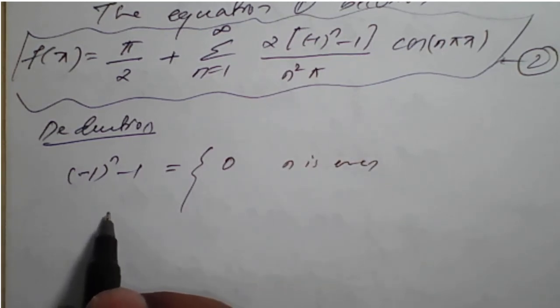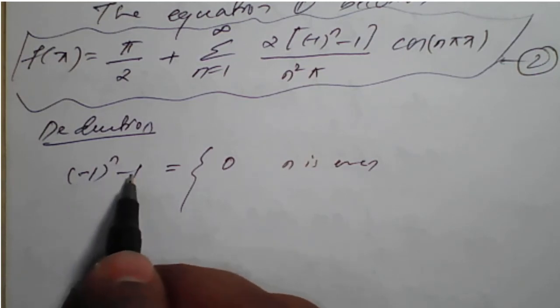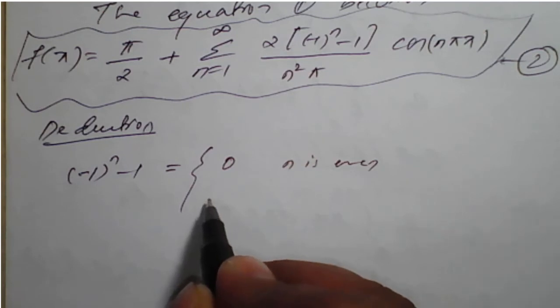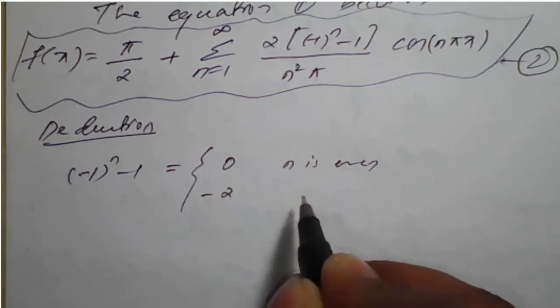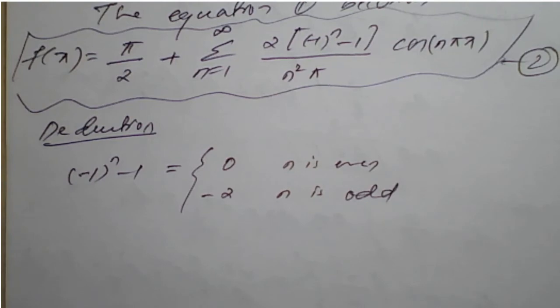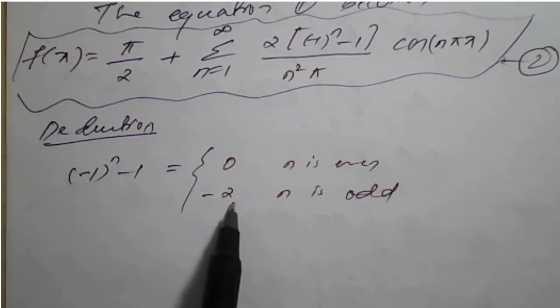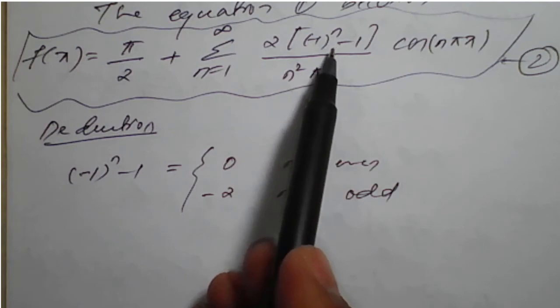And if n is odd, so n is odd means 1, so -1 - 1. If 3 is there, -1 - 1, you will get -2 if n is odd. So (-1)^(n-1), if n is even we'll get 0, if n is odd we'll get -2 here. So remember, when you apply, we'll go for that.